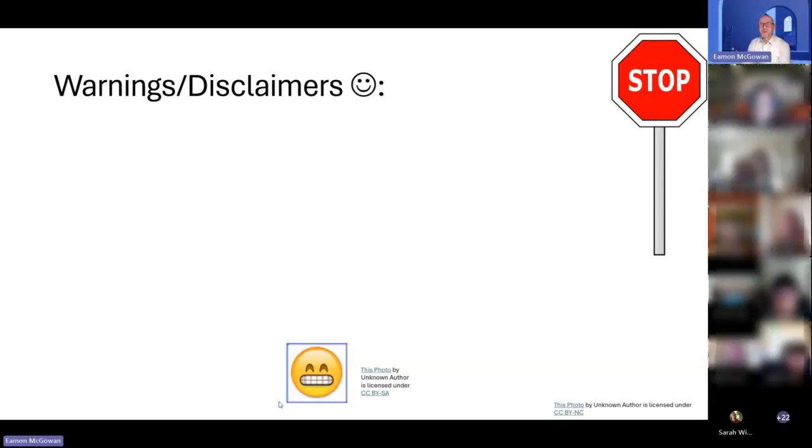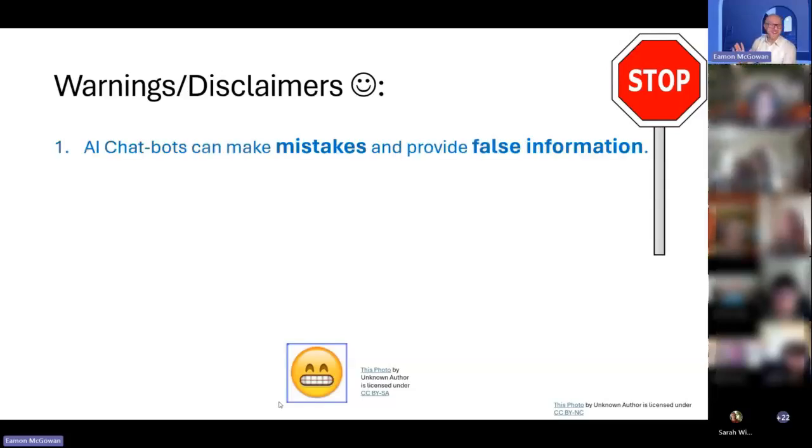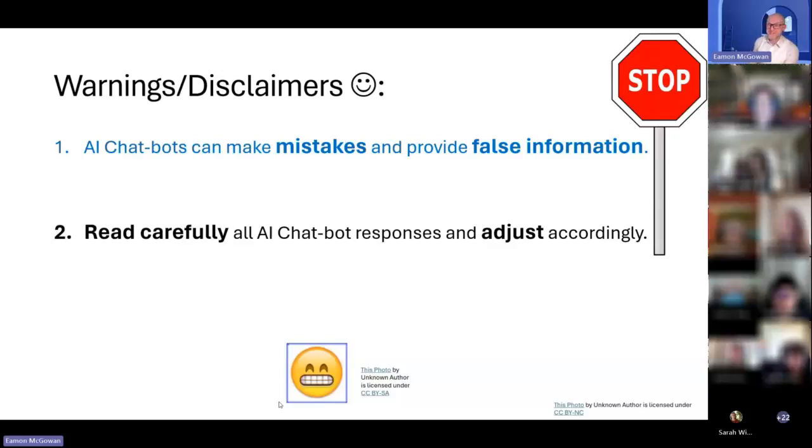All right, so some warnings and disclaimers first with AI. First of all, AI chatbots can make mistakes and will make mistakes, and they will absolutely provide false information. I know that sounds pretty harsh. It's still well worth using. It's just we have to make sure that we read carefully what AI gives us and adjust accordingly and teach our students to do the same.